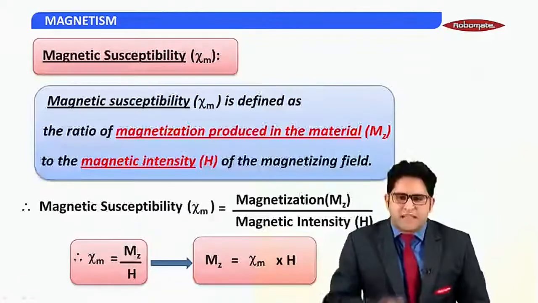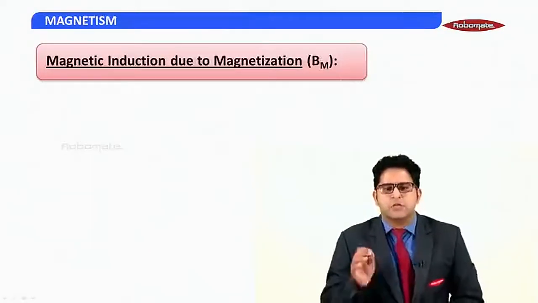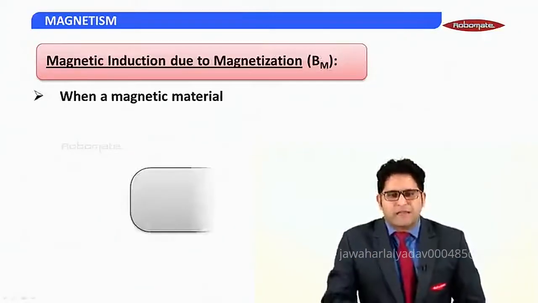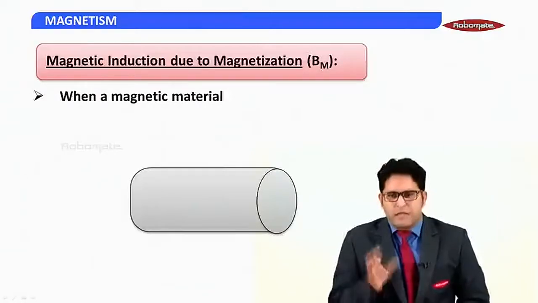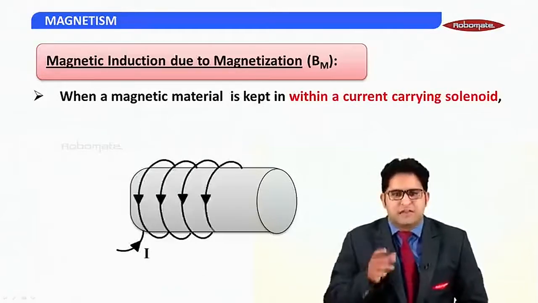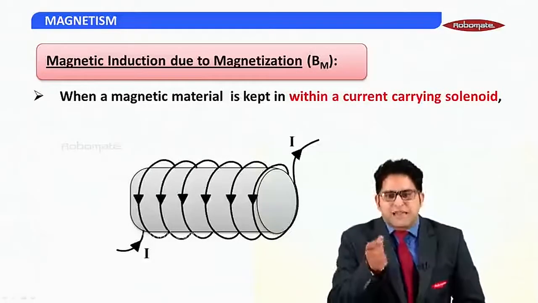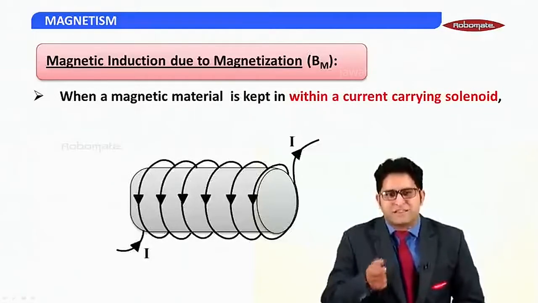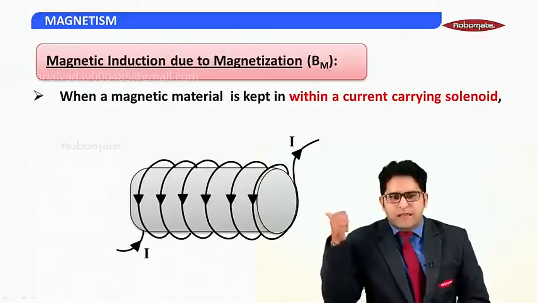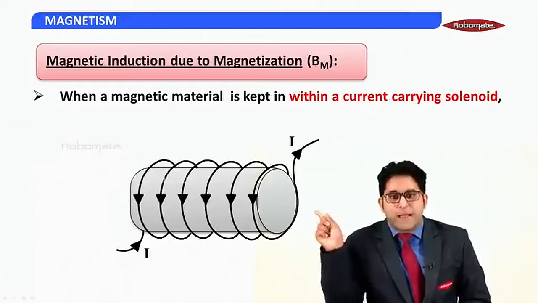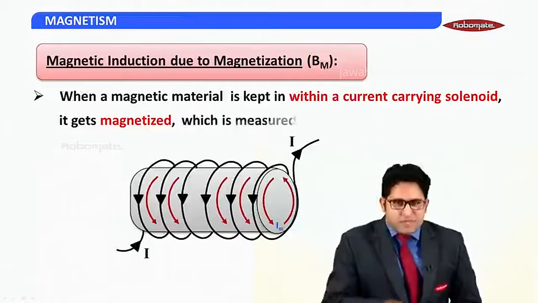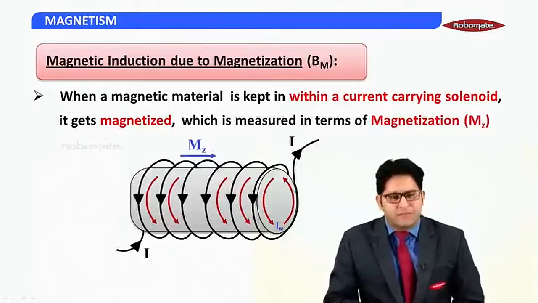Now let us move towards the next term, magnetic induction due to magnetization, given by symbol Bm. Whenever we keep a magnetic material, let's say this is our magnetic material, inside a current carrying solenoid, we know that the current carrying solenoid will produce some magnetizing field, and due to the magnetizing field of the solenoid, this magnetic material will get magnetized. It is measured in terms of magnetization Mz.